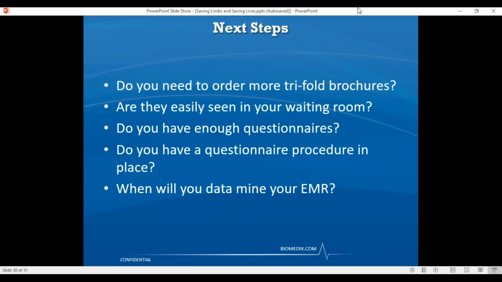So let's start thinking about our next steps. Do you have enough brochures? Are they easily visible for your patients in your waiting room? Do you need to print more questionnaires?